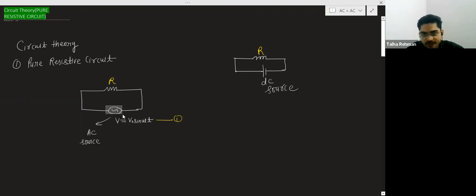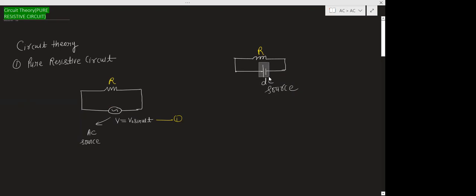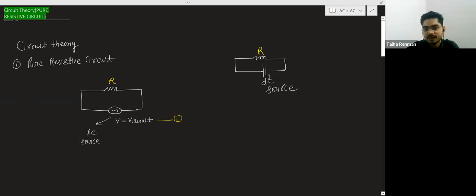This is the sign of the AC source. This is a symbol of the DC source or cell. This is a symbol of cell or a battery, and this is a symbol of the alternating voltage or alternating current source. What is the meaning of alternating voltage or alternating current source? A source which is supplying an alternating current or alternating voltage.